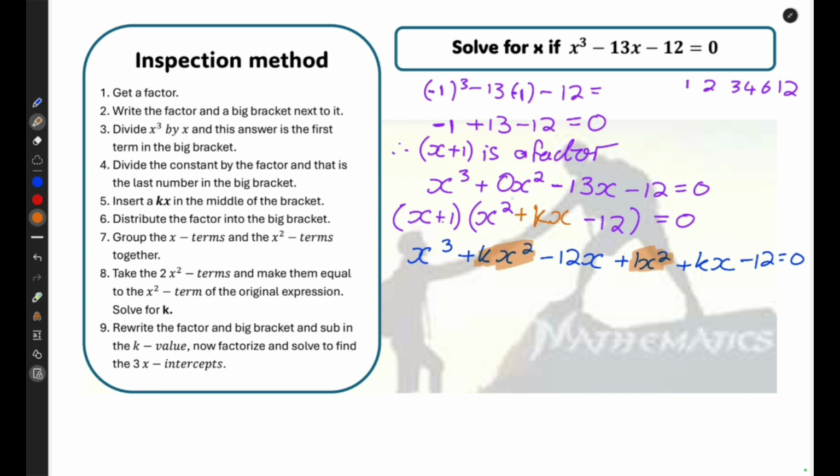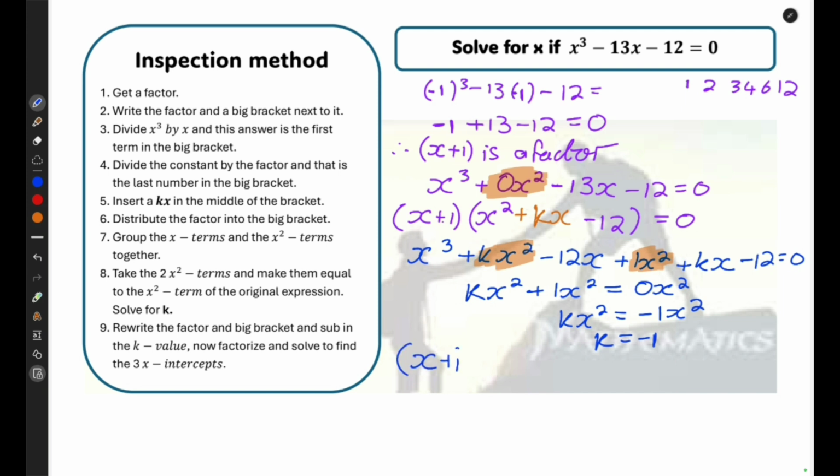So if I add those two, it needs to give me 0x squared. So there's a bit of a weird step, but that's how the method works. So kx squared plus 1x squared must equal 0x squared. Okay, this is fairly easy. So then I can say kx squared is equal to minus 1x squared, and therefore k is equal to minus 1.